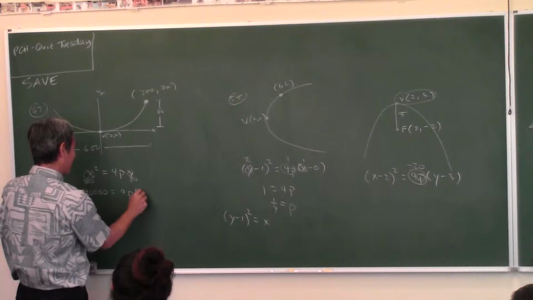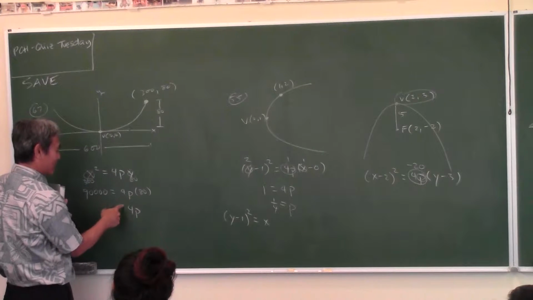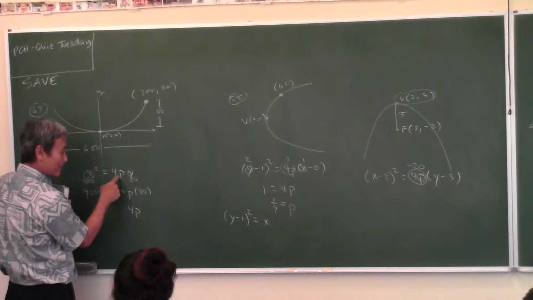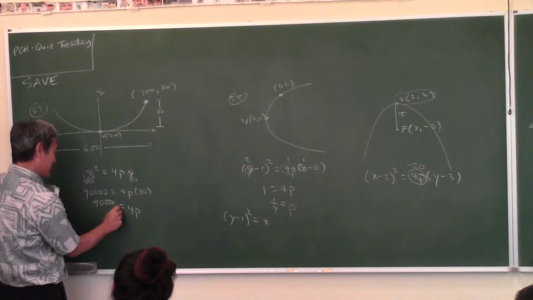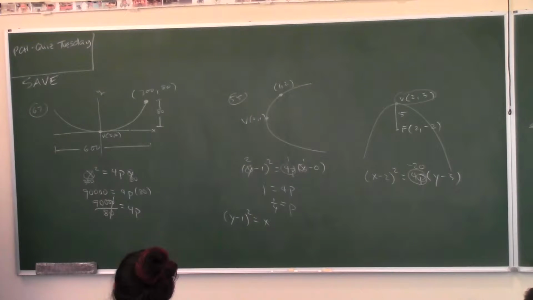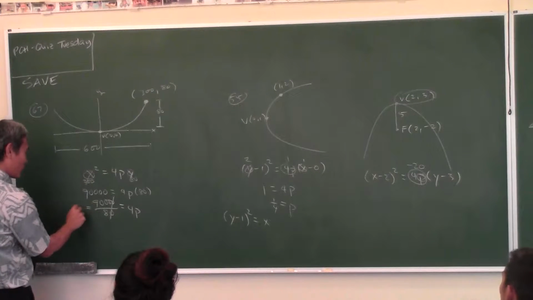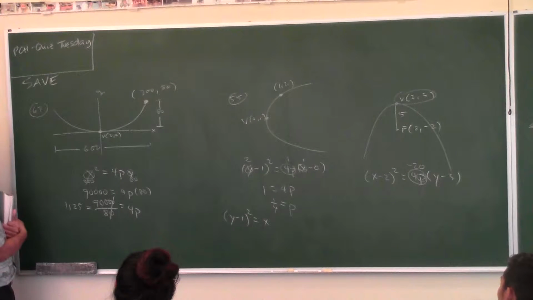Equals 4p times 80. What I would do is I wouldn't even solve for p, I would solve for 4p. 4p is the number in the front that's wrong. 4p is equal to 90,000 divided by 80. Those cancel out. And does 8 go into 9,000? No. Yes, it does. It's 1,125. Yeah, it does.